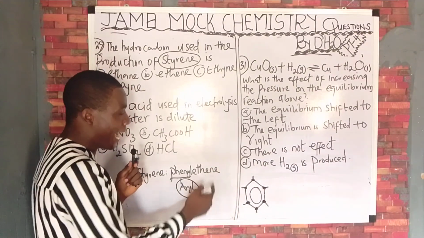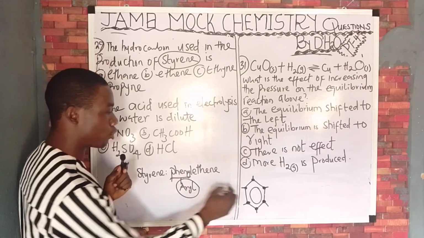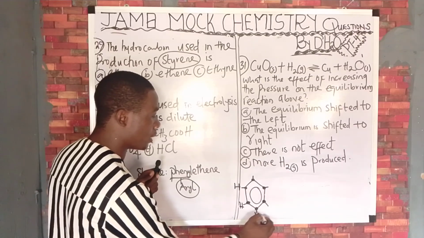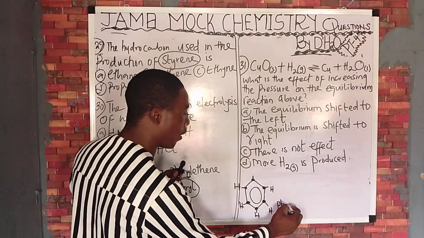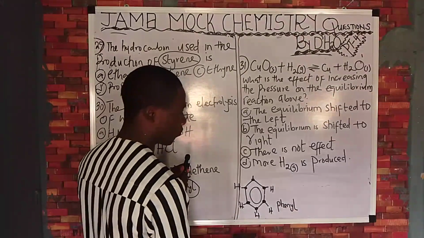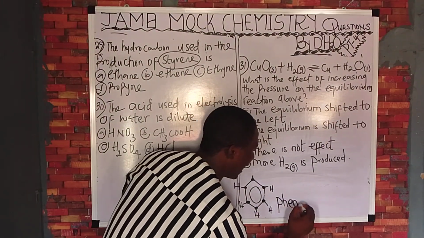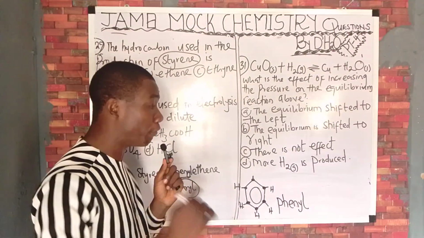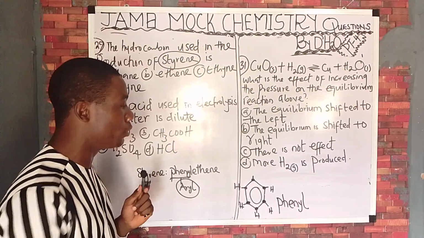But if you remove one of the hydrogens, it will be called phenyl. So if I put hydrogen here, here, here, and here, it is referred to as phenyl. Take note of that. So what you call alkyl for aliphatic hydrocarbon is what we call phenyl for aromatic hydrocarbon.